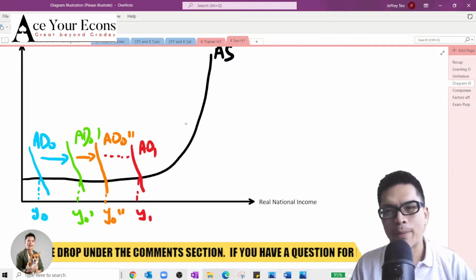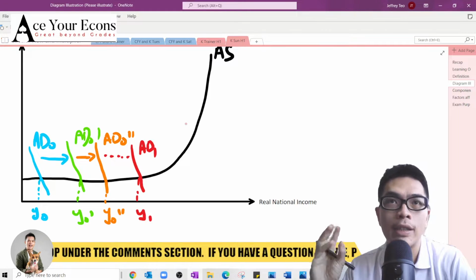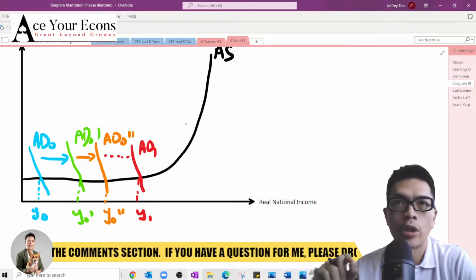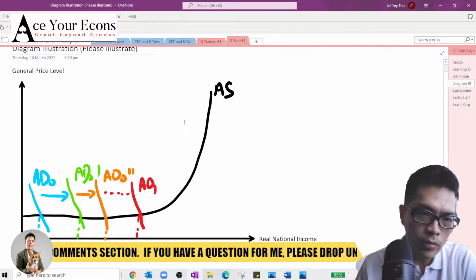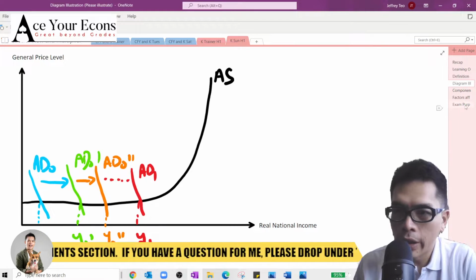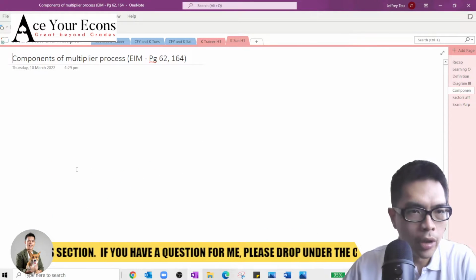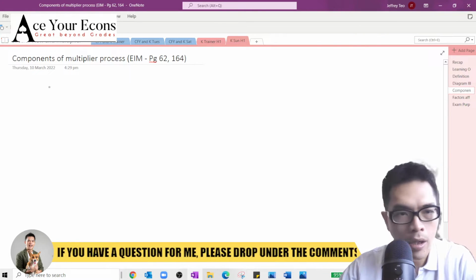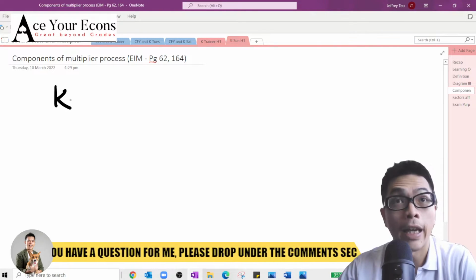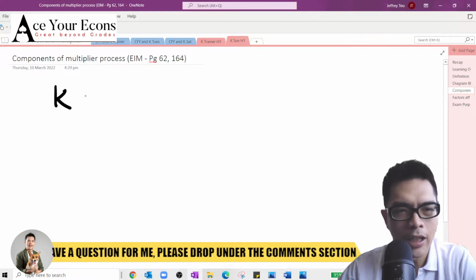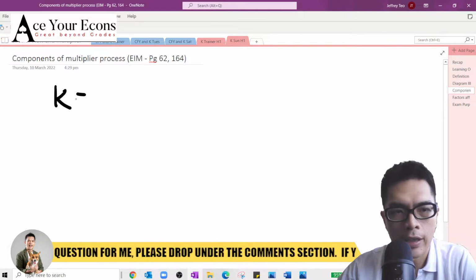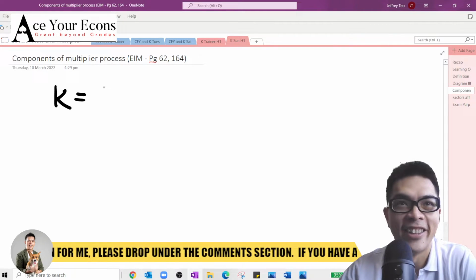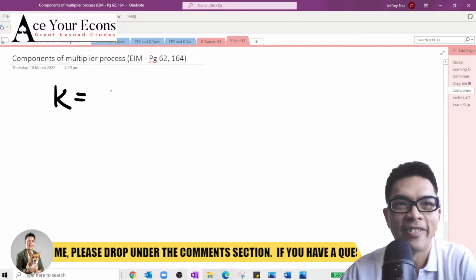So with this, I'm going to introduce some key concepts behind the multiplier. Later on in your practice questions, you will probably see that. I would want you all to move on to here. We normally call the multiplier K. Your size of multiplier is inversely related to which component? Do you all still remember? Type it out.